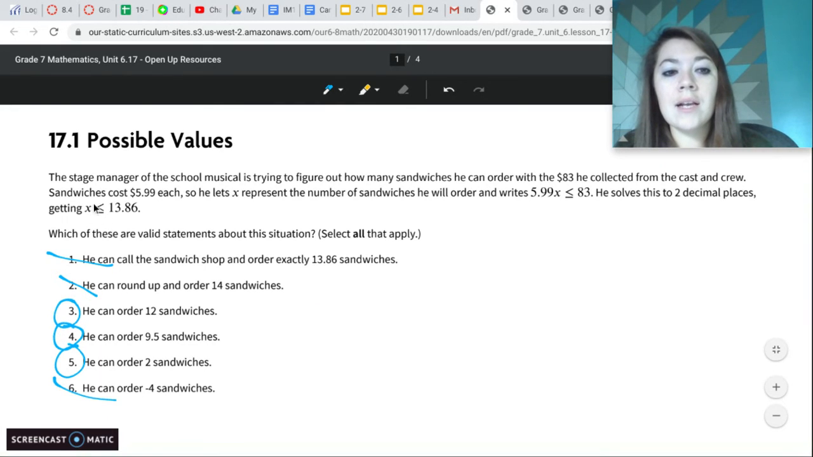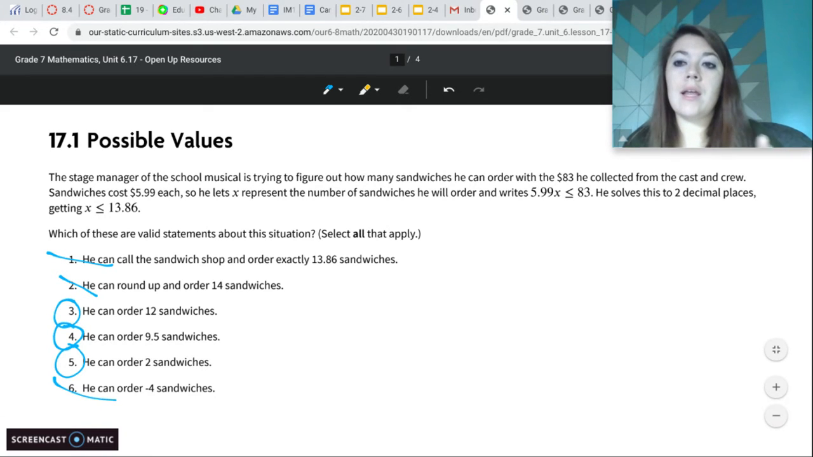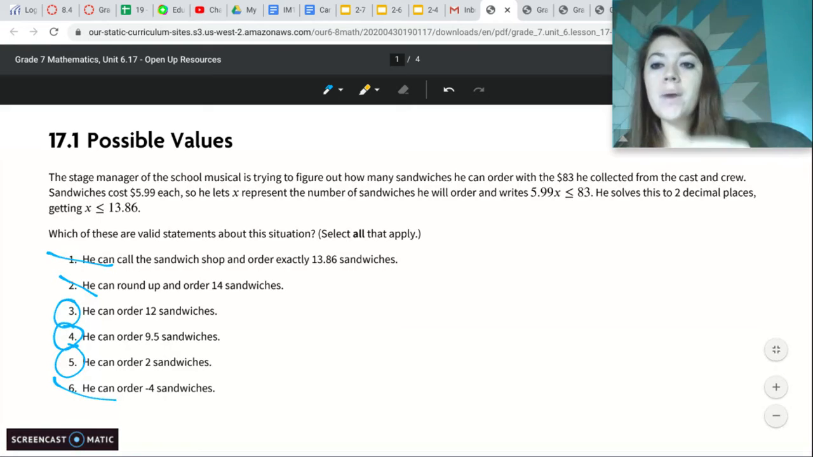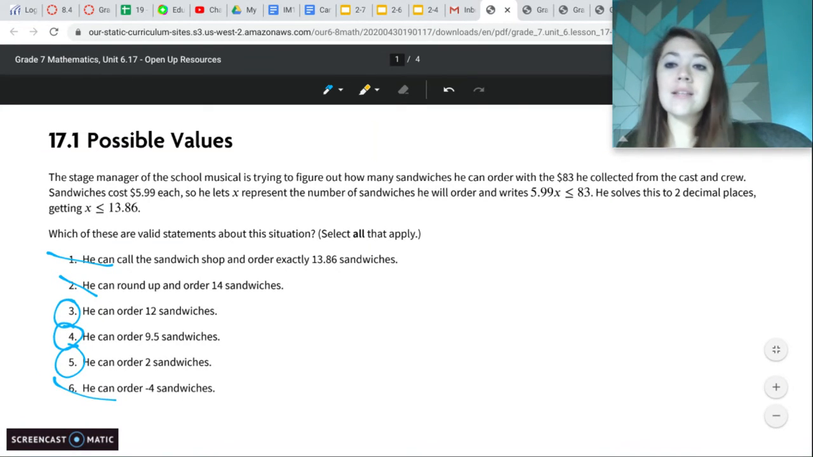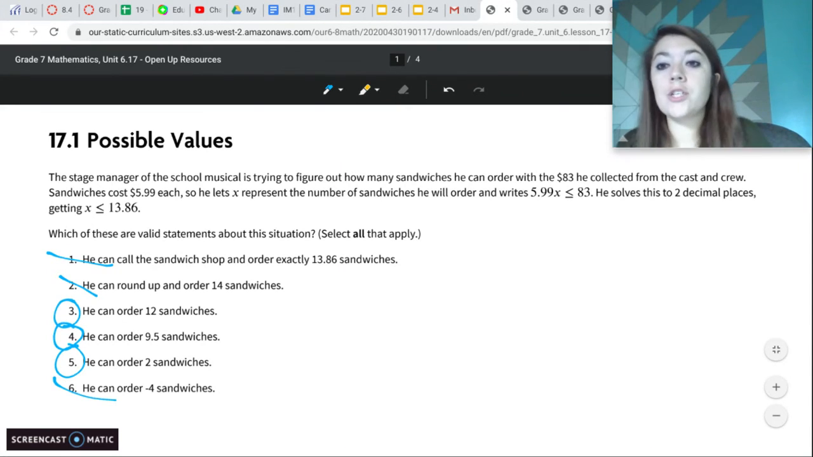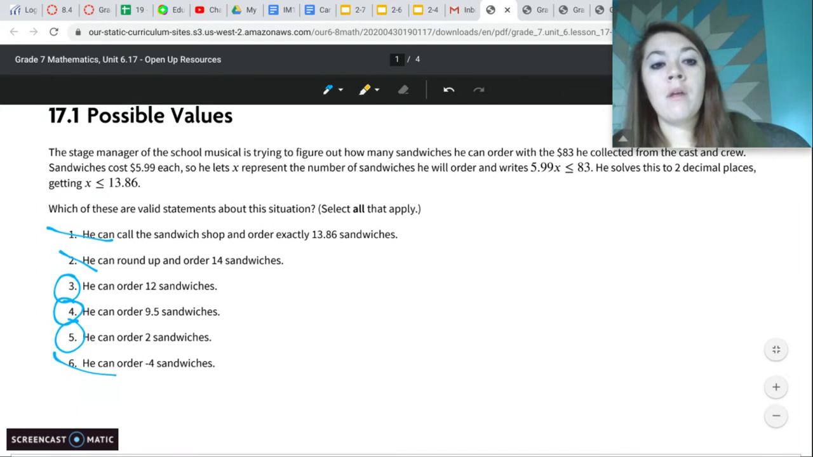So looking at this, x is less than or equal to 13.86. So as long as our value is less than 13.86, it's a possible sandwich number that he can get. But obviously, in the sense of mathematics, we can keep going and go all the way to -100. But based on this context, that's not something we can do. Can we have a negative number of sandwiches? No, we can't. So we have to think about it in terms of the context when we're looking at answers and possibilities, okay? All right.